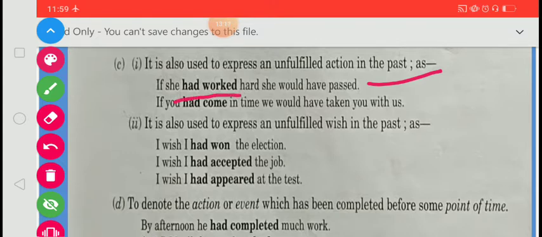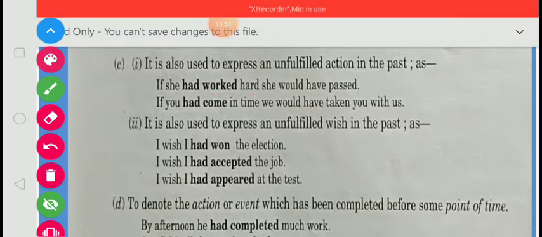If she had worked hard, she would have passed. If she had worked hard, so she did not work hard. When she needed to work hard, she did not work hard. That's why she failed. So that's why her past action was unfulfilled, and so it is expressed in past perfect tense. Okay students, if she had worked hard, she would have passed.